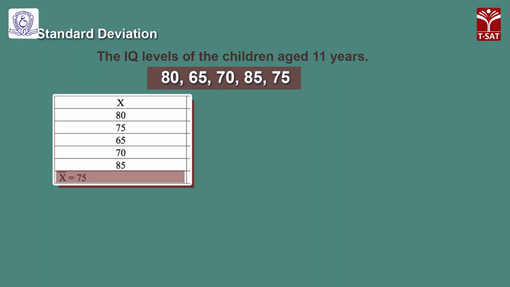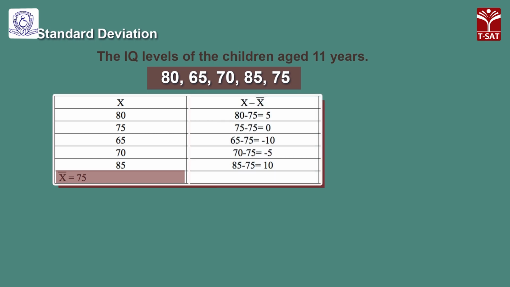The second step is to draw a table. In the first row, write all the scores. In the second row, subtract the mean value from the scores and write the results. X minus X bar. X is 80 and X bar is nothing but the mean, which is 75. 80 minus 75 is equal to 5. 75 minus 75 is equal to 0. 65 minus 75 is equal to minus 10. 70 minus 75 is equal to minus 5. 85 minus 75 is equal to 10.